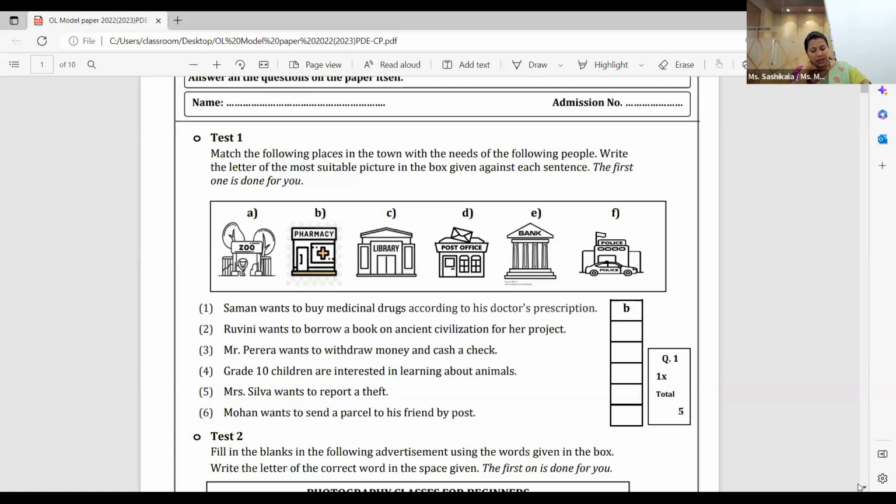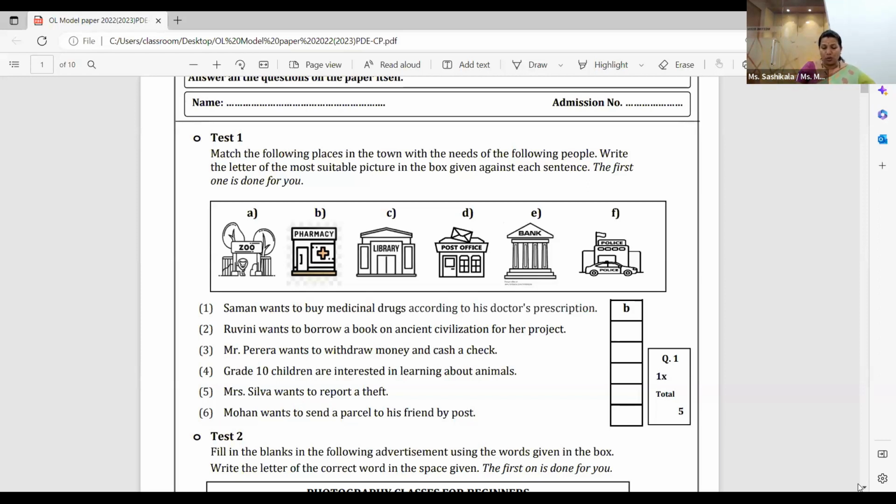Then grade 10 children are interested in animals. Obviously, it is the zoo. Animals are associated with the zoo. So A. Then Mrs. Silva wants to report a theft. I told you, when a thief comes, where do we go and report? It is F, the police station. And then the last one is he wants to send a parcel. Mohan wants to send a parcel to his friends by post. Of course, the last remaining picture is the post office.